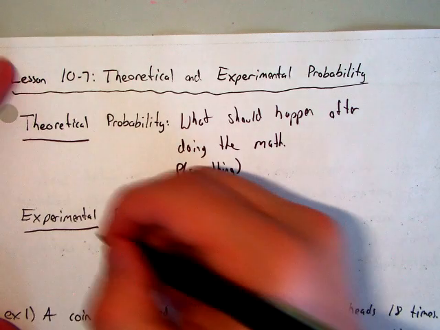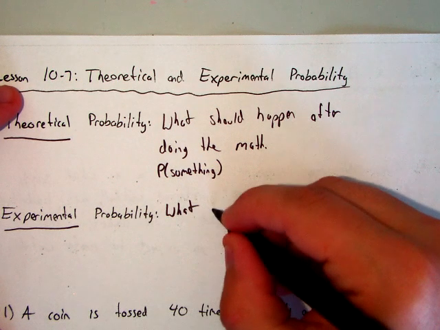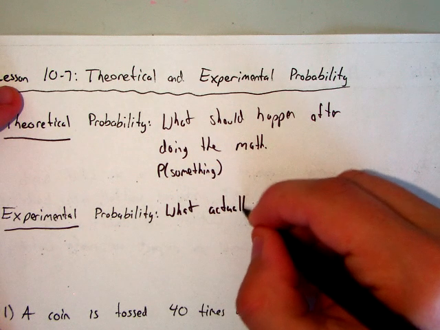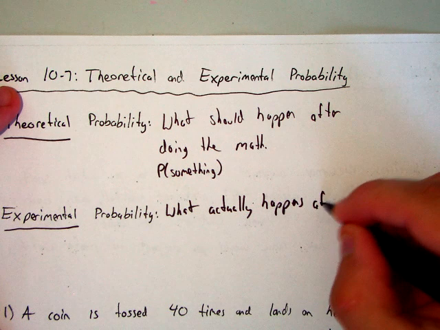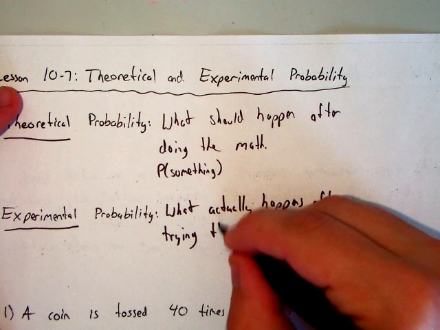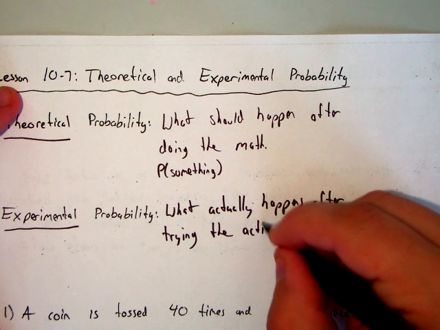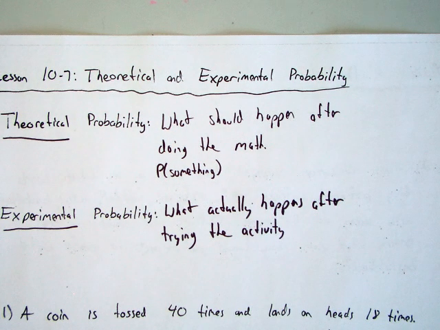Experimental probability, that's the exact opposite. This is what actually happens after trying the activity. So they are exactly the opposite. Theoretical is what should happen without doing anything, and the experimental probability is what actually happens without doing the math.